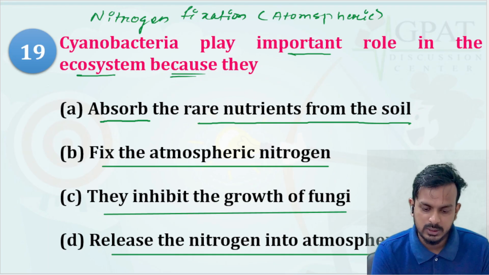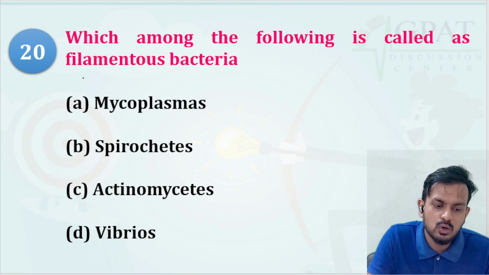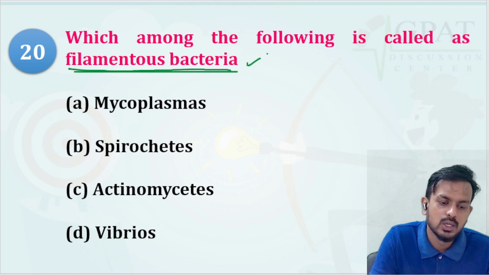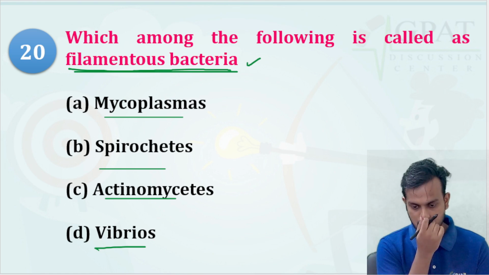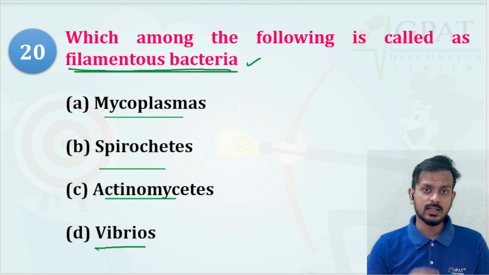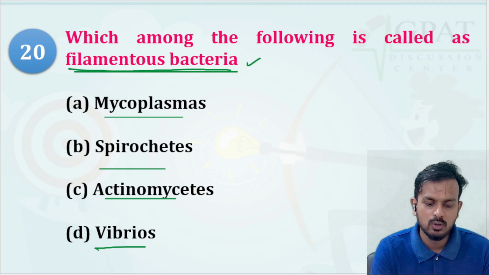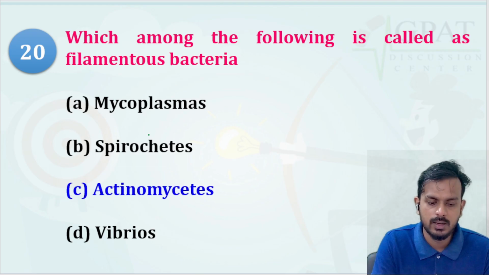Okay, moving to the next question, the last question of today's video. Which among the following is called filamentous bacteria? Your options are mycoplasma, spirochetes, actinomycetes, or vibrios. Answer this question. Comment down your answer in the comment box. I want to check whether you are able to answer it or not. The correct answer is actinomycetes. Very good. The correct answer is option C, actinomycetes.